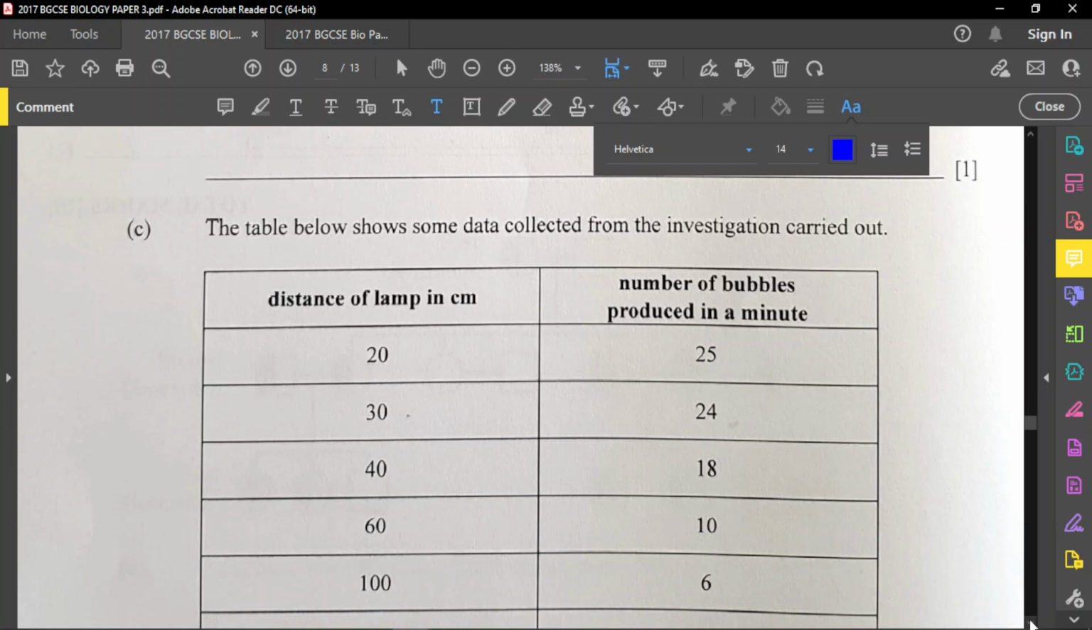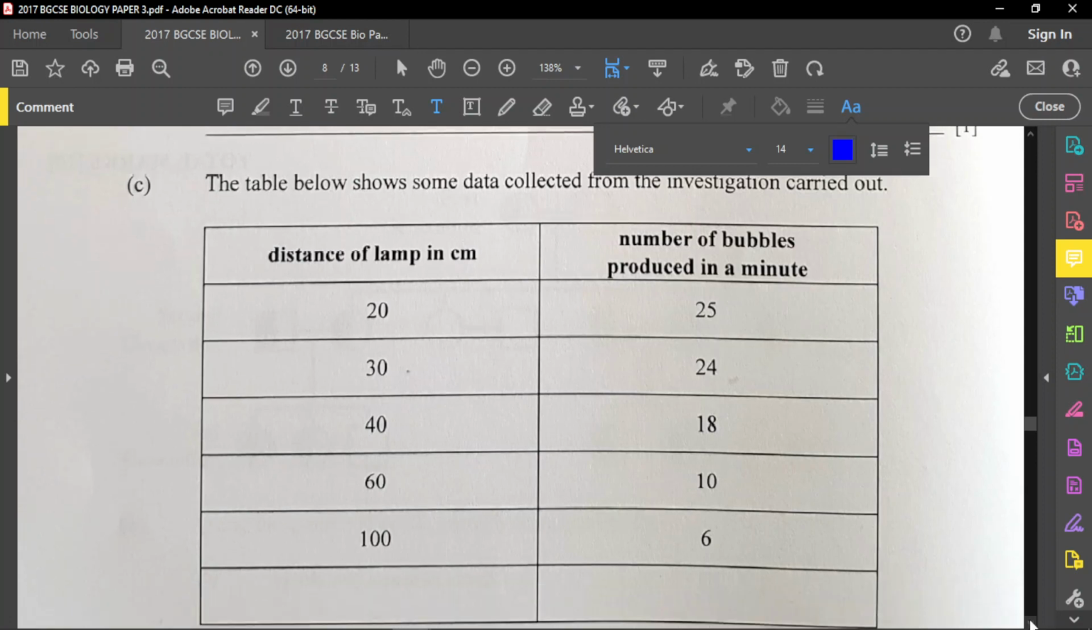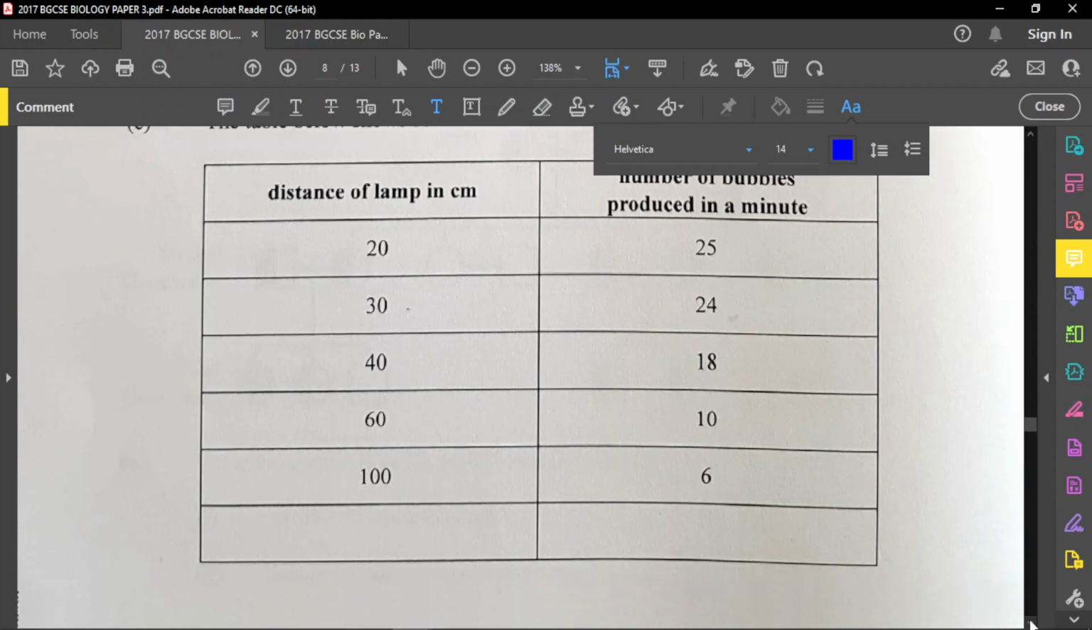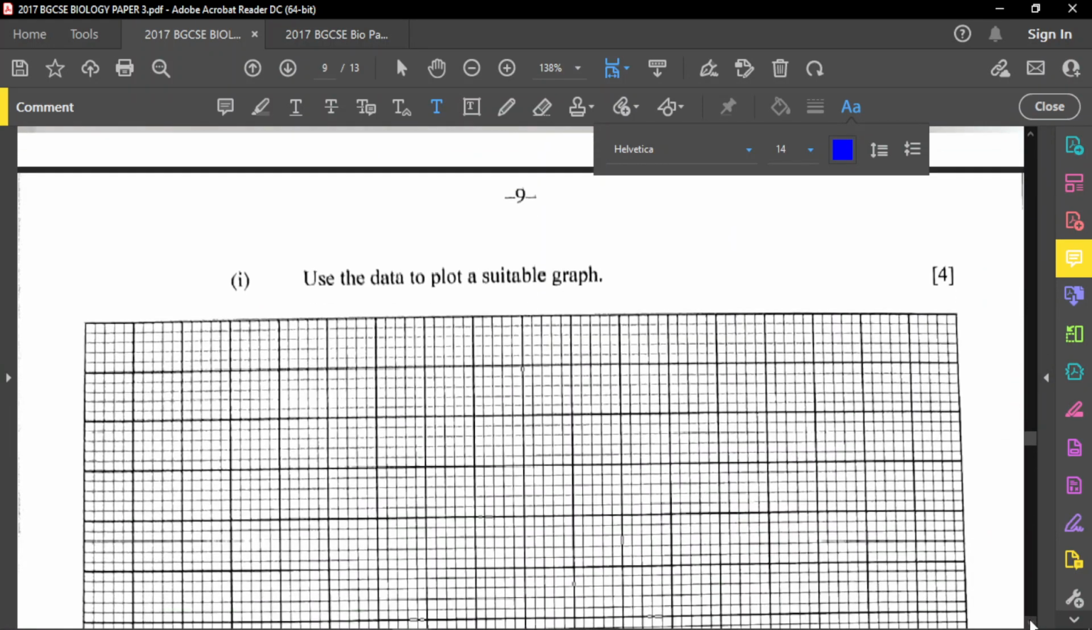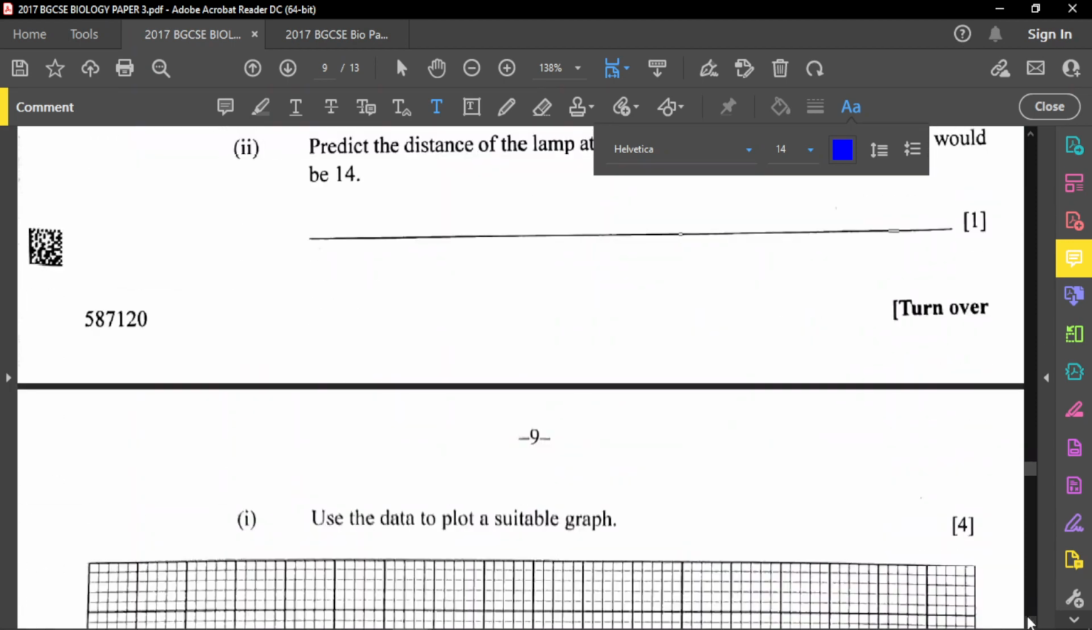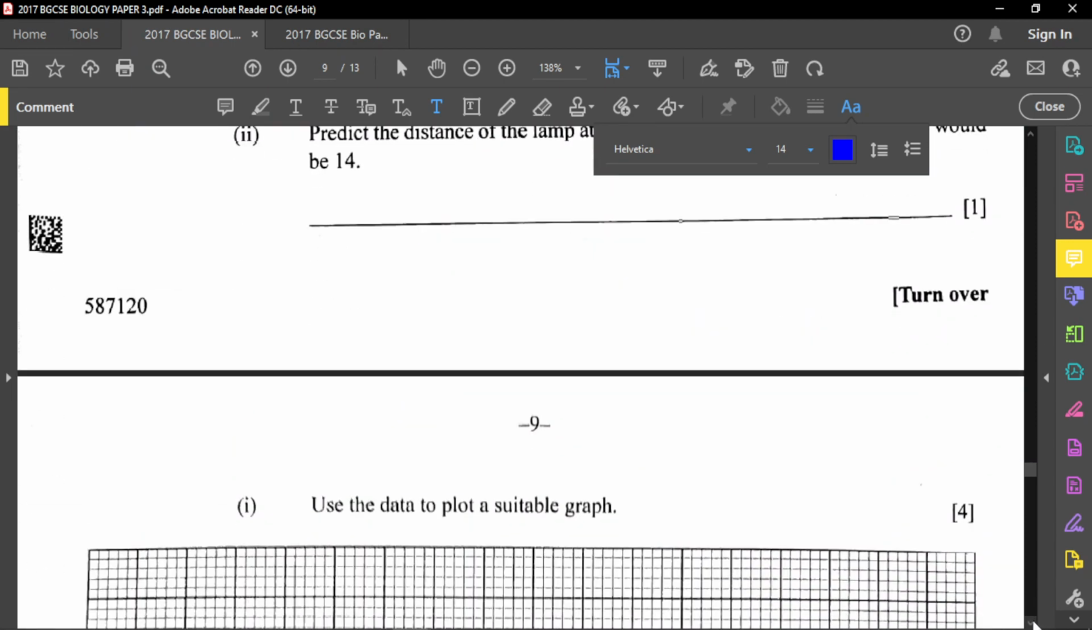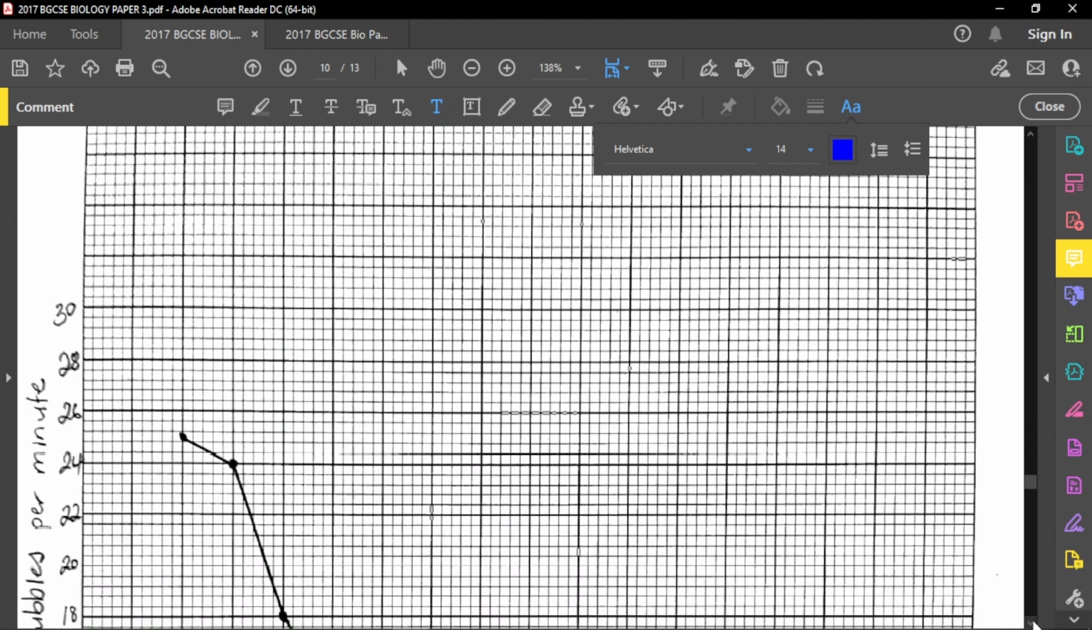All right, if we go to part C now, the table below shows some data collected from the investigation carried out. We have the distance of the lamp in centimeters, the number of bubbles produced in a minute, and then we have a graph of that data right there. But I skipped through that and quickly drew the graph for you to make life easier on us. So this is the graph being presented here.